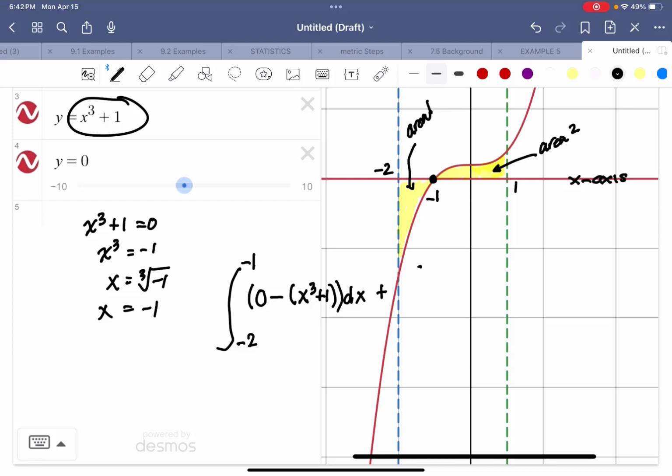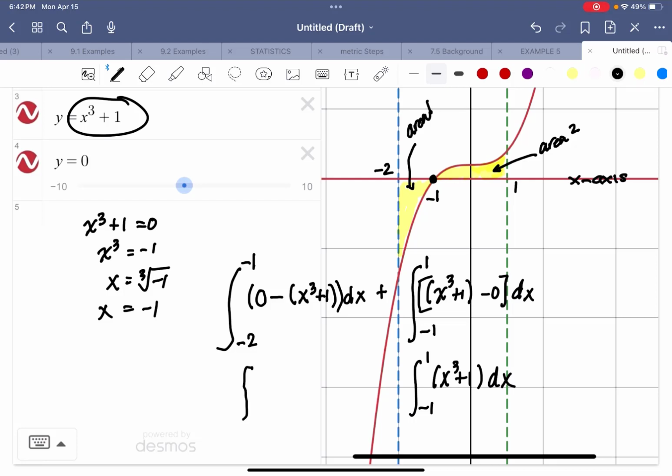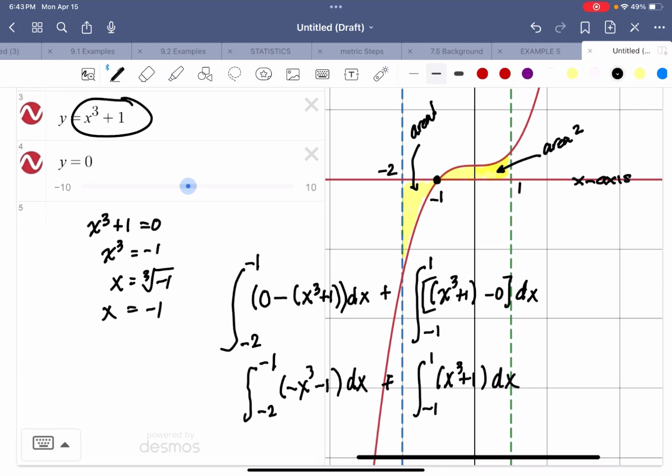Plus area 2 starts at -1 and goes to 1. This time, x cubed plus 1 is on the top minus 0. And that's the one where we can just do x cubed plus 1 dx. Now this one, we got to be really careful. This is a little tricky, so got to pay attention. This is going to be minus x cubed minus 1 dx. And then we're going to add those two areas together.